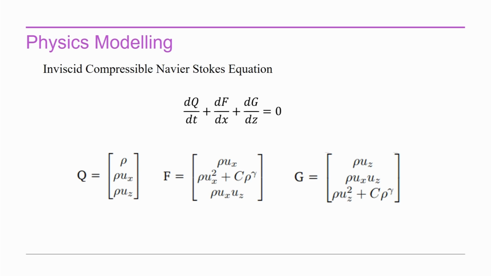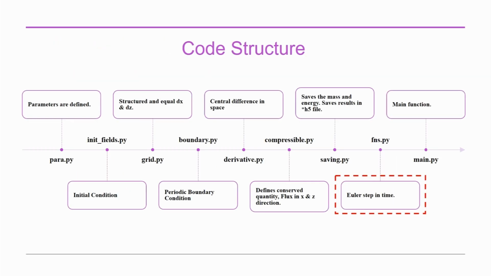It is an inviscid compressible Navier-Stokes solver, and the equation for the solver is given as the conserved variables and the flux variables for x and z directions are given as follows. Now we will see the code structure for the Dhara.